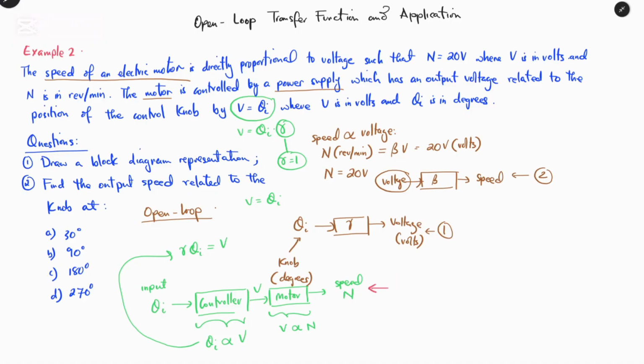Therefore, this is now our block diagram of the speed control system, and we just solve for the first question. So the second question is to find the output speed which is related to the knob. The knob is nothing but is measured in the degree, and we are going to find the knob at each of these intervals of degree.